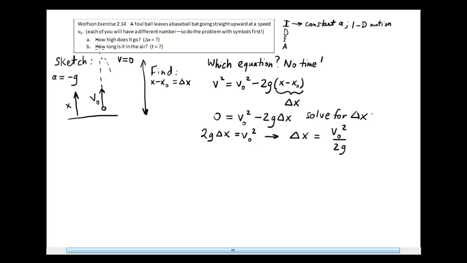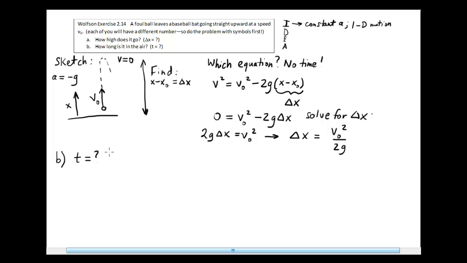Now part B, how long is it in the air? What's the time? All right, so for part B, all the given information is the same as what we have above, but now the quantity we're trying to solve for is t. Which one should we use? Well, we've got several choices, and it might be a good idea right now for you to stop the video, pause it, scroll back a few seconds to look at the list of equations that was provided on my PowerPoint presentation and figure out which one you should use to solve for time. So go ahead and do that.